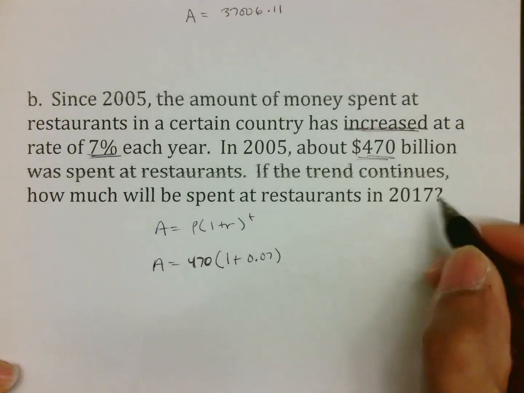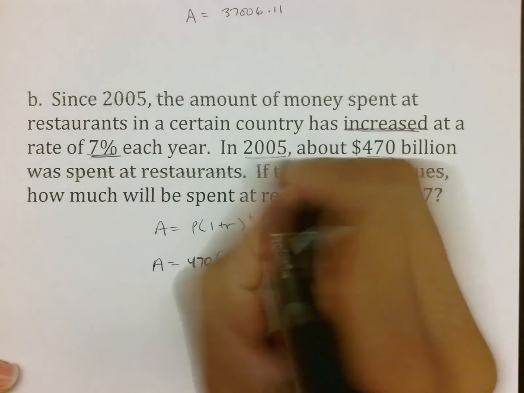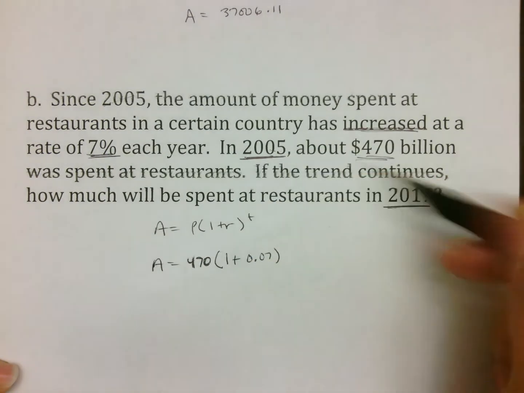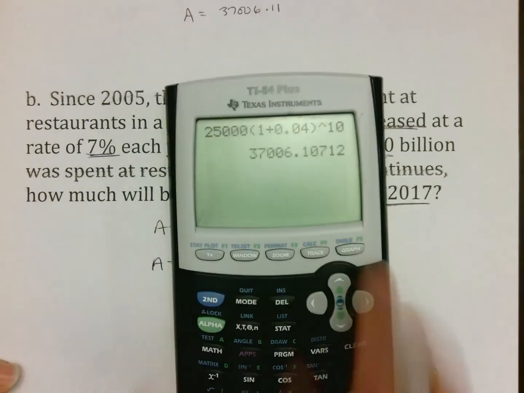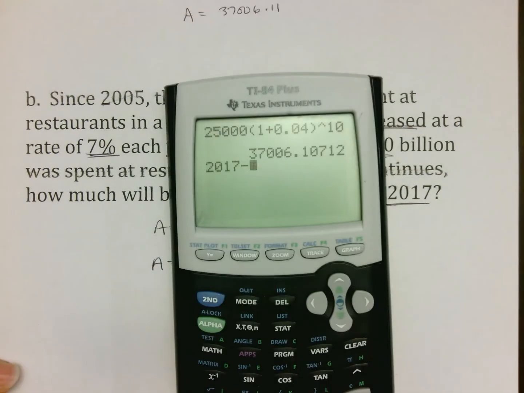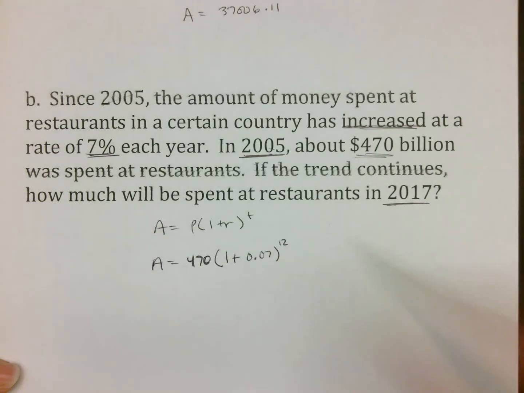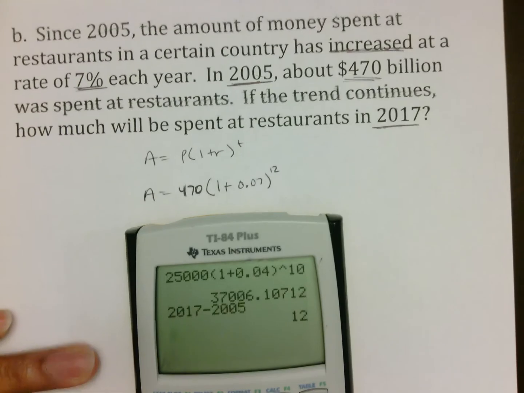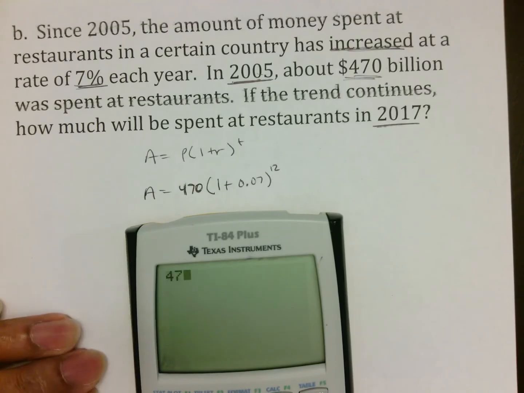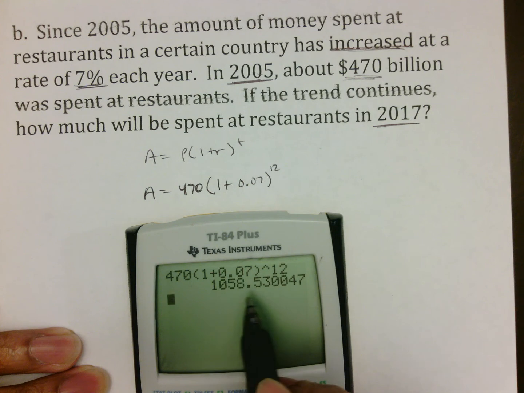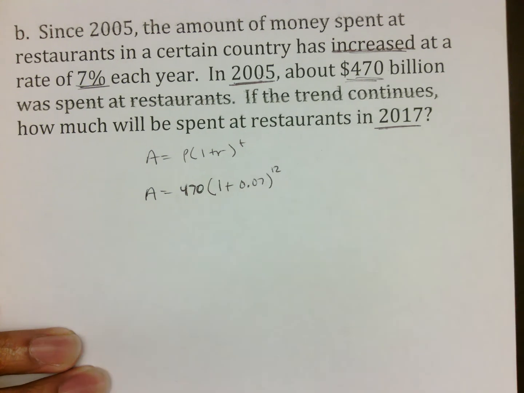And then the time is where we have to do some work. This is where the 2005 comes in. This was in 2005 and we want to compare it to 2017. That represents a span of 12 years. If you don't know, you just take 2017 minus 2005 to find out that 12 is the difference between those two numbers. And once again, we simply type it in as is. 470 parentheses 1 plus 0.07 caret 12 equals 1058.53.